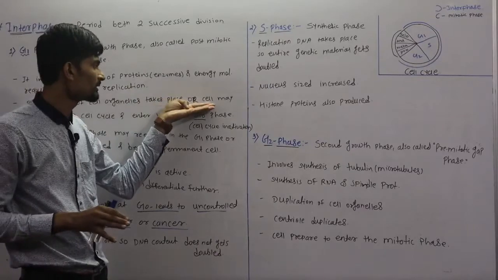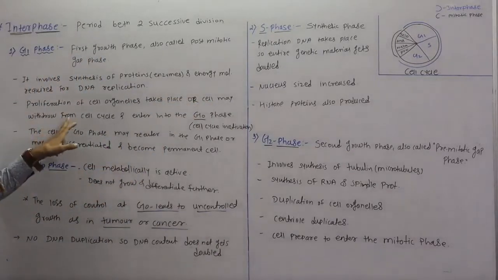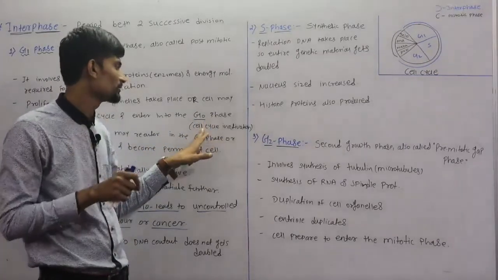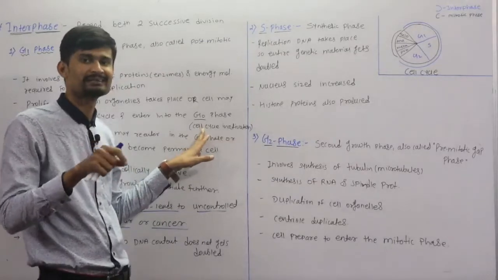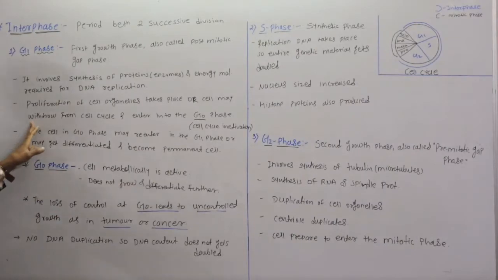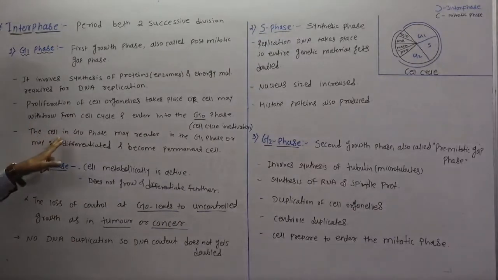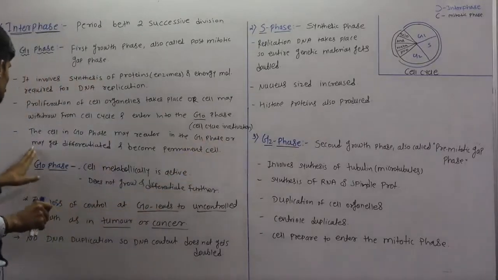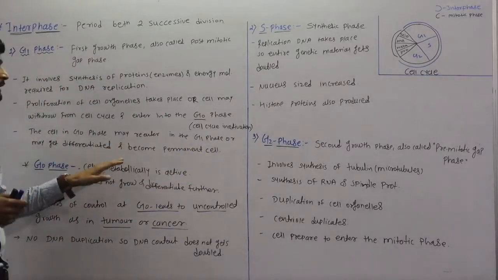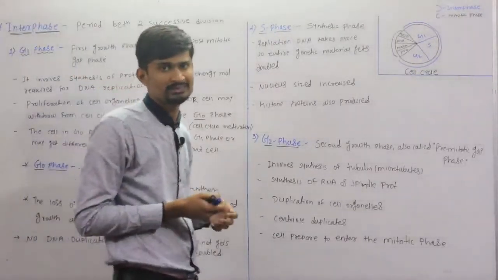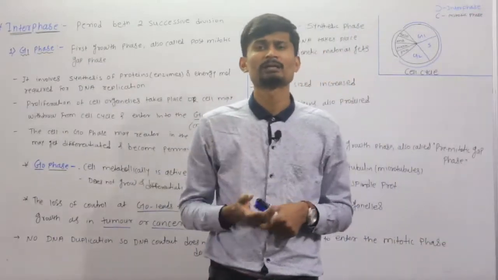And another point is the cell may withdraw from the cell cycle and enter into the G0 phase. G0 phase is the phase in which the cell cycle is inactivated. So after the G1 phase, cell may enter into another phase, that is the G0 phase. The cell in G0 phase may again re-enter into the G1 phase or may get differentiated and become a permanent cell. Means after entry into the G0 phase, the cell may differentiate and become a permanent cell.